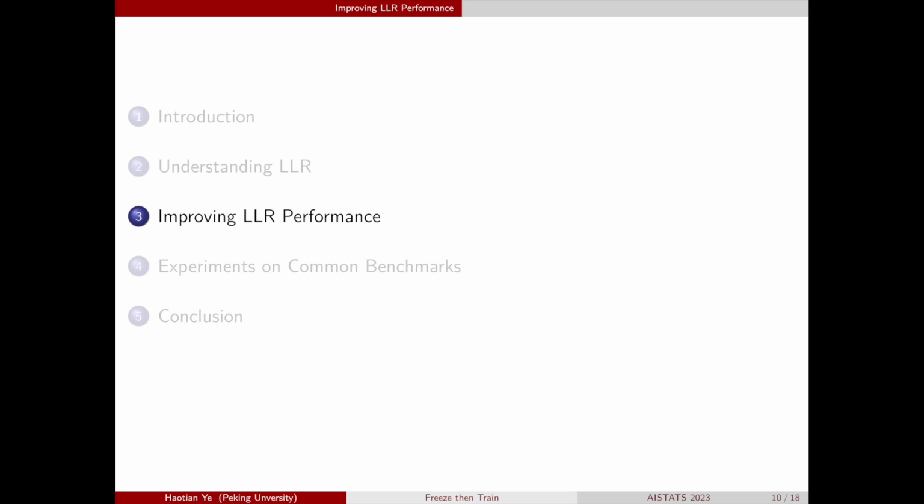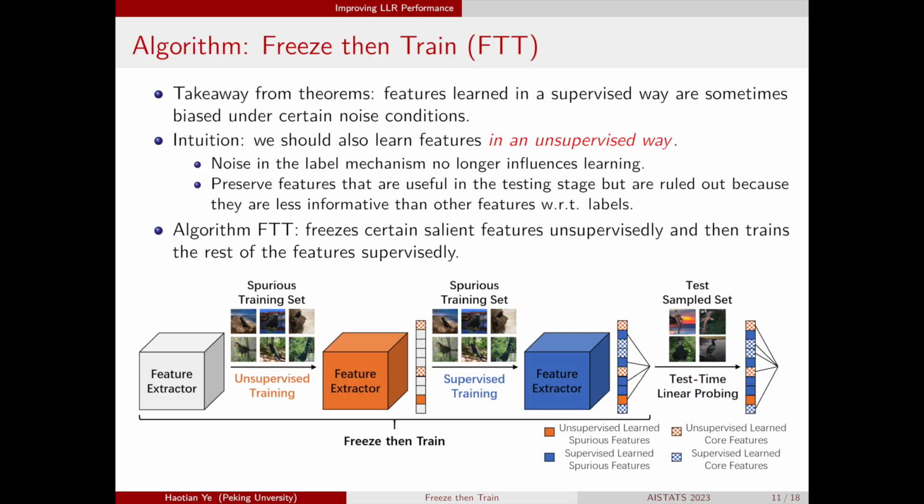After explaining why noise is so important to the last layer retraining performance, we want to improve its performance. So the takeaway from the theorem is that features learned in a supervised way are sometimes biased under certain noise conditions, because the label will incentivize models to focus on features with small noise, which is not necessarily the core features. So to circumvent this issue, we should also learn features in an unsupervised way. And there are two advantages here. First, noise in the label mechanism will no longer influence the learning because we do not rely on labels at all.